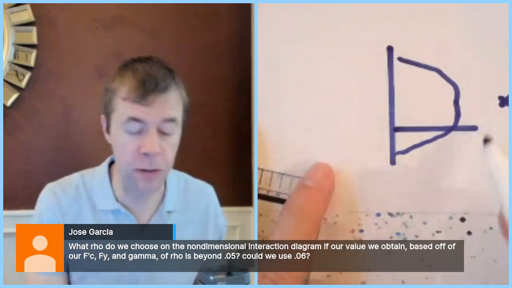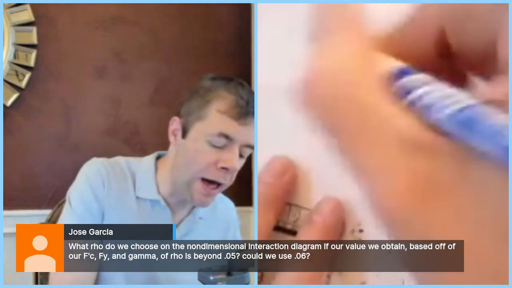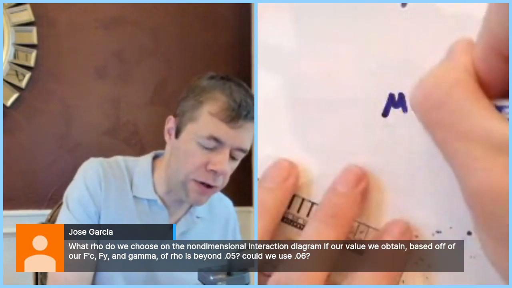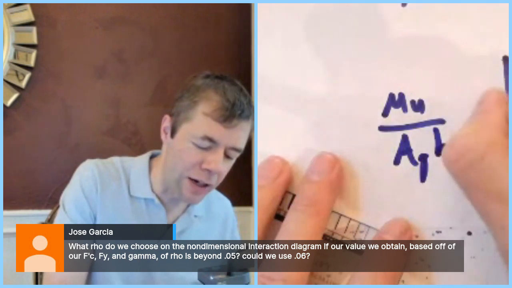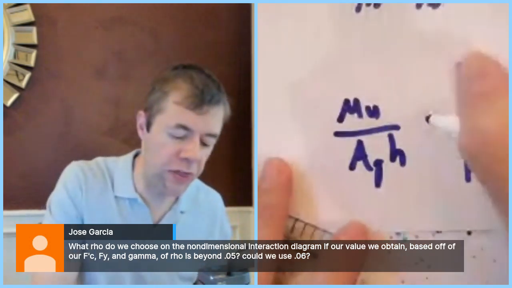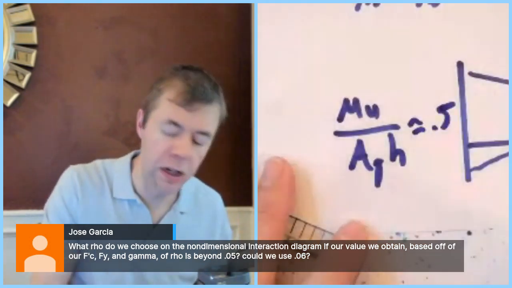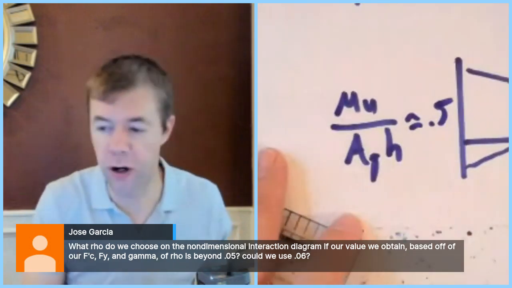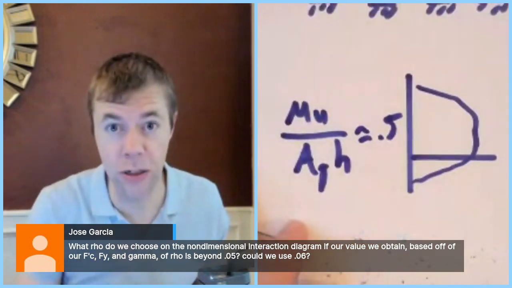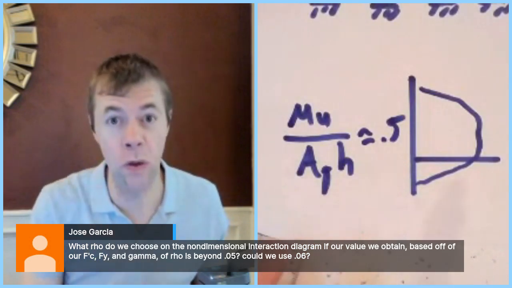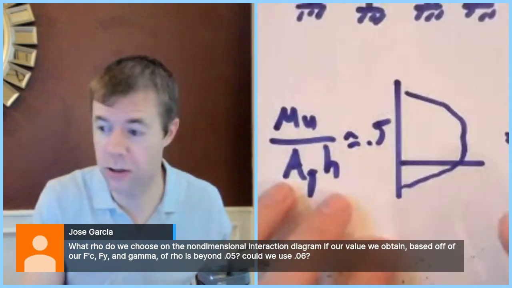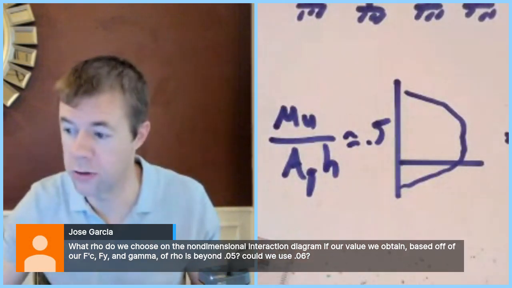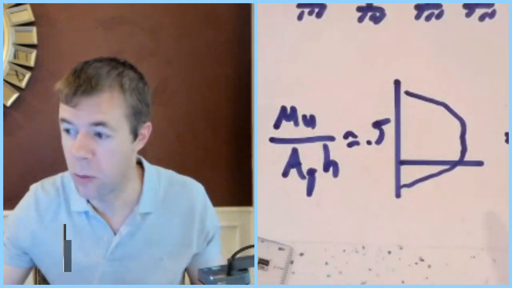If it's a moment dominated column, and it's something like if you take Mu over the area times h, and you set that equal to about 0.5, you can back solve for what the area of the column needs to be. It's one of the Jedi tricks. It was in a video about non-dimensional interaction diagrams, and it's in a video yesterday. So you should go check that out. So man, here we go, baby. What else we got going on?